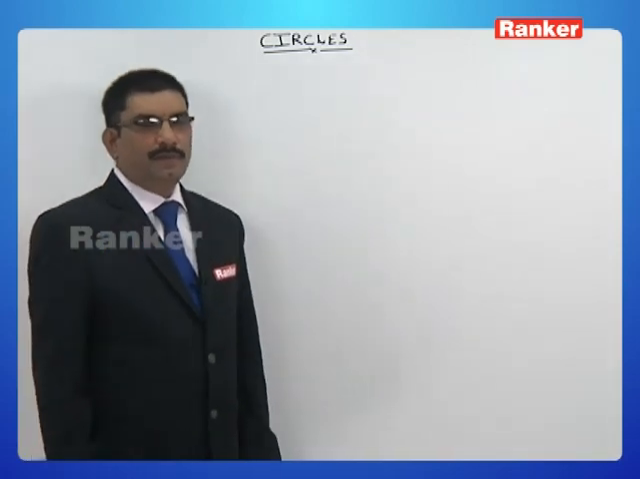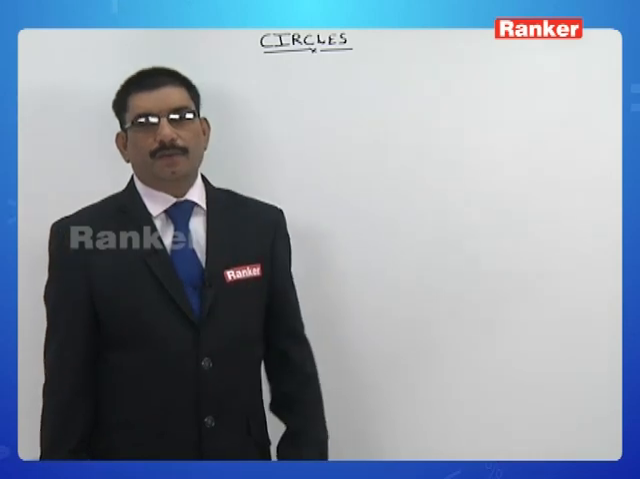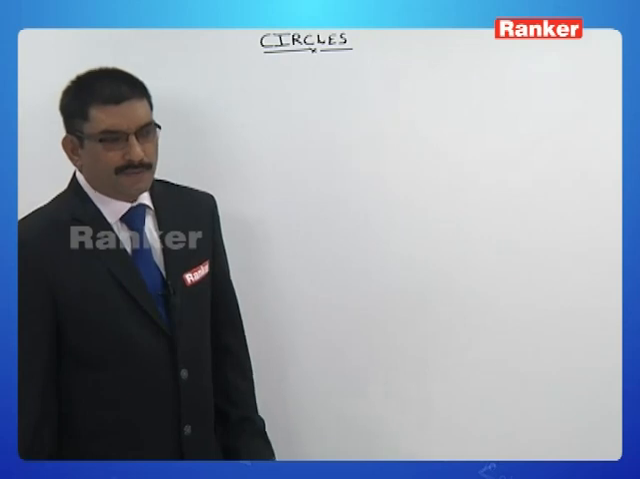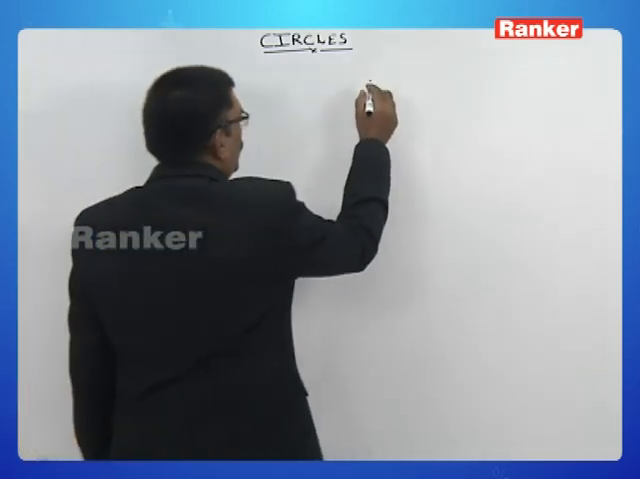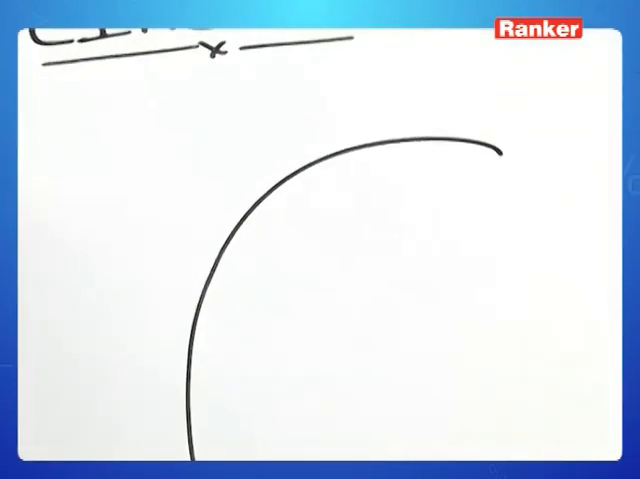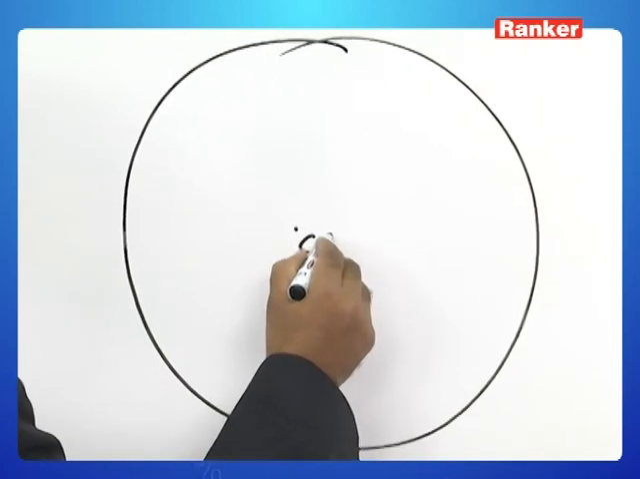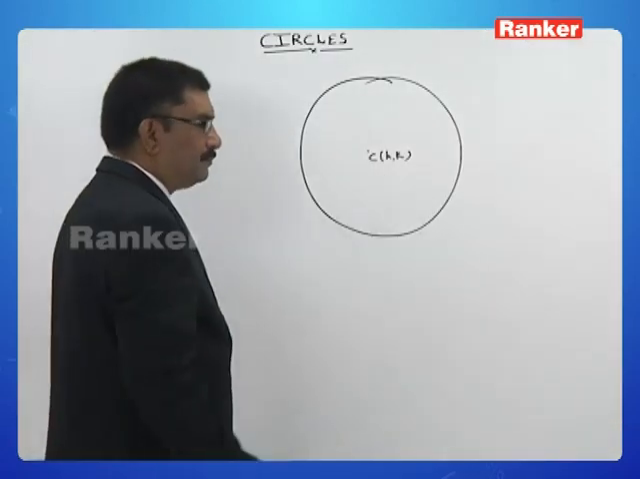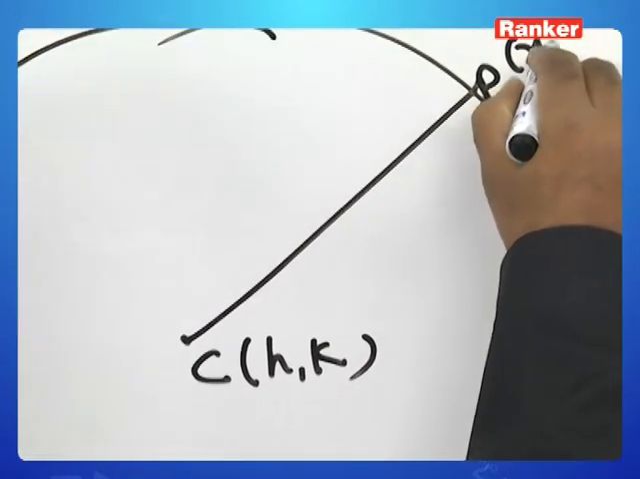Today we shall discuss an important chapter in coordinate geometry, circles. So let us start with the basic definition. Let C be the center. You call it h comma k, and you take a point P of x comma y.